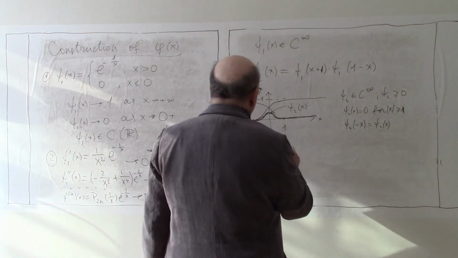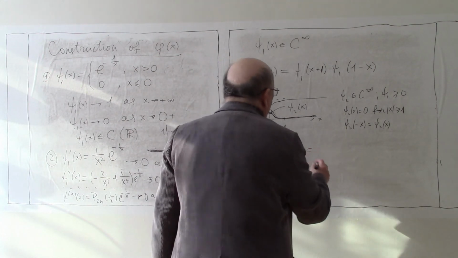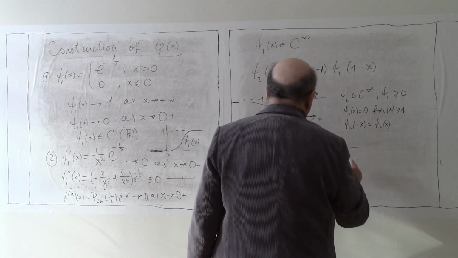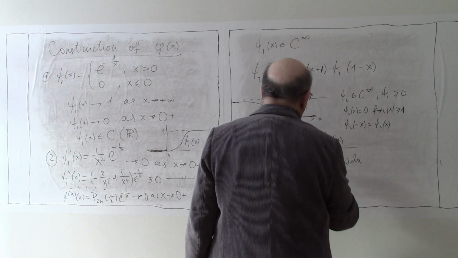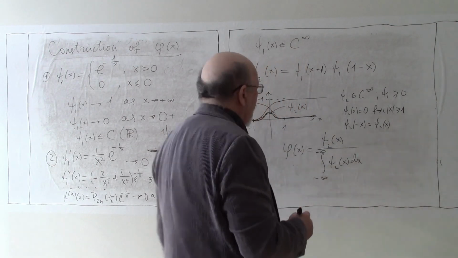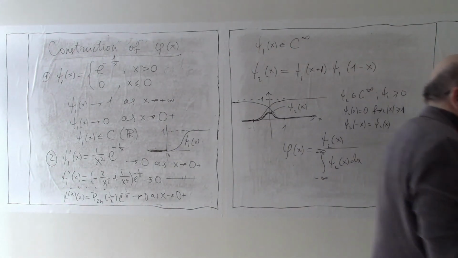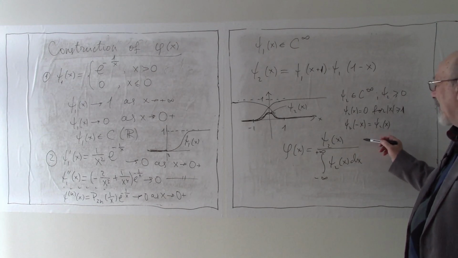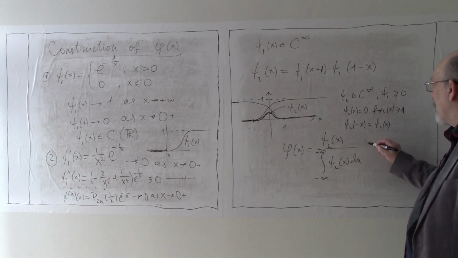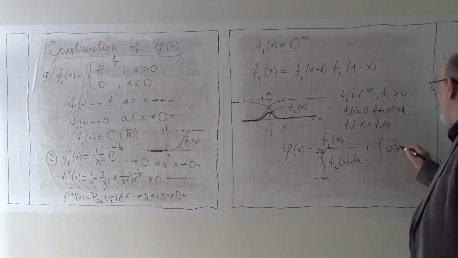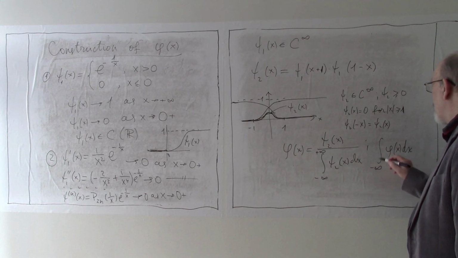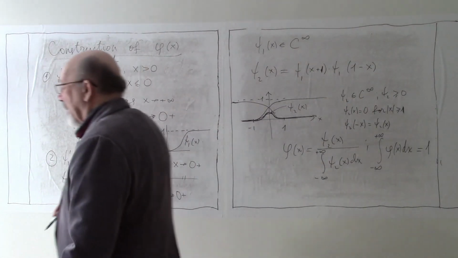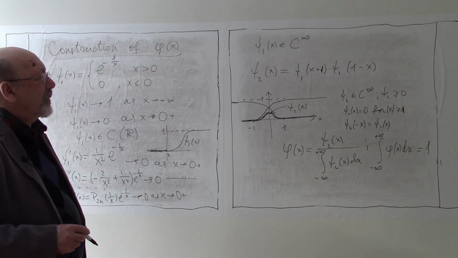So we define at last phi of x equals psi2 of x divided by the integral of psi2 of x dx. Now let's write from minus infinity to plus infinity. Or from minus 1 to plus 1. I will write it like this because it's correct. So the integral of this equals the integral of psi2 of x dx divided by the integral of psi2 of x dx. So the integral of phi of x dx from minus infinity to plus infinity equals 1. So we have all necessary conditions to define phi of x.